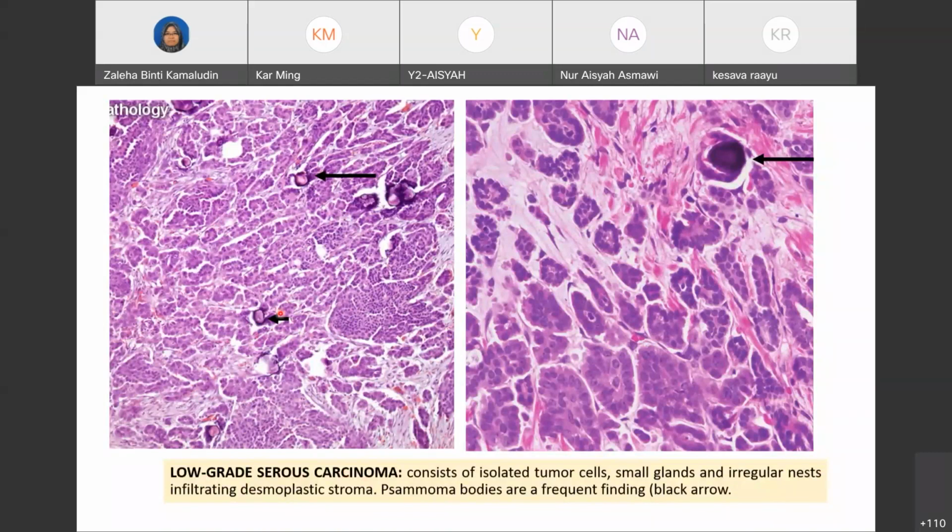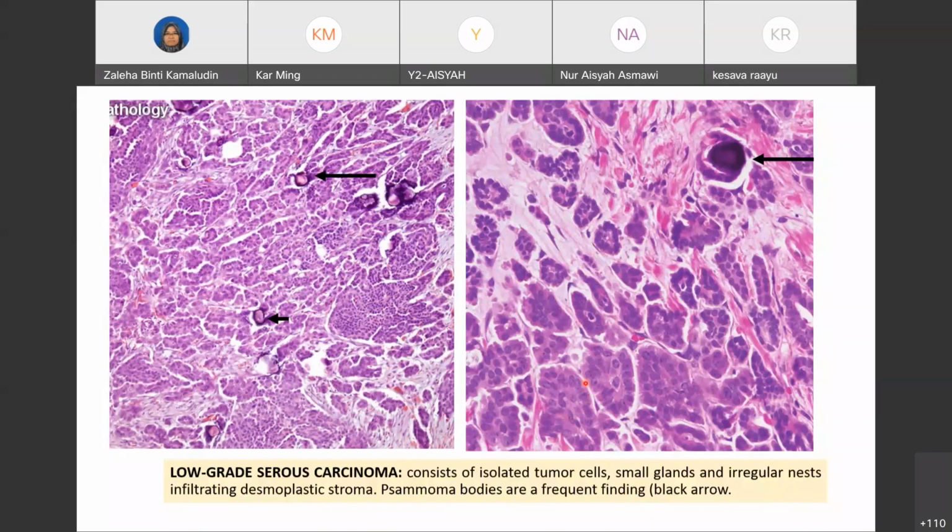You can see how the tumor is arranged. It is arranged in a small gland. This is another small, irregular gland. And this tumor here is evidence of invasion. The tumor is embedded in the ovarian stroma. That's why we call it a low-grade serous carcinoma, and the low grade is based on its morphology.